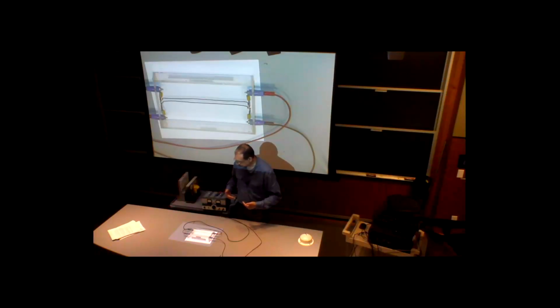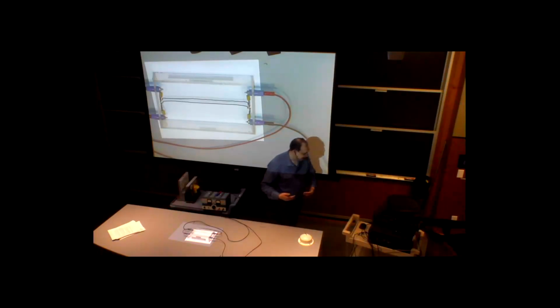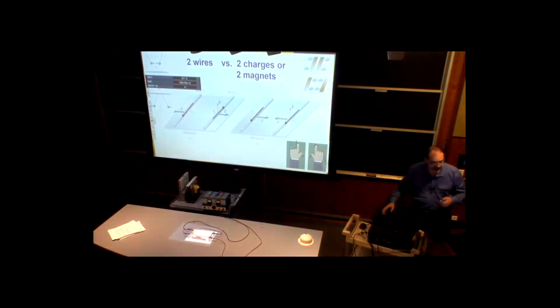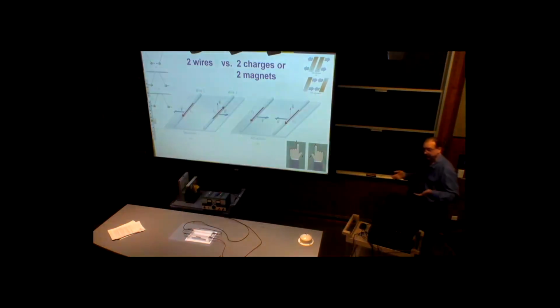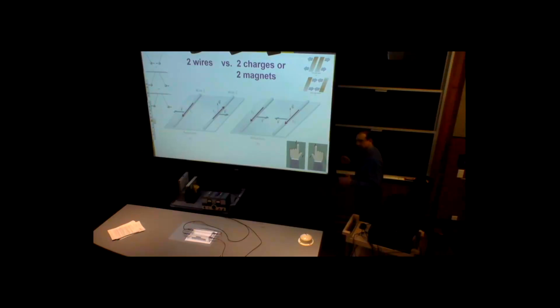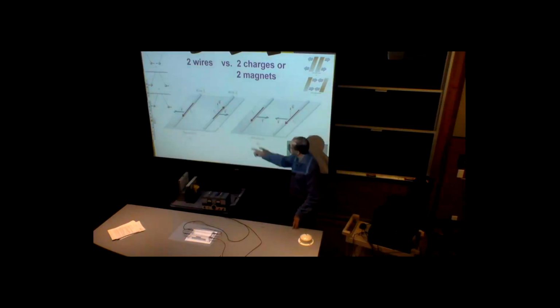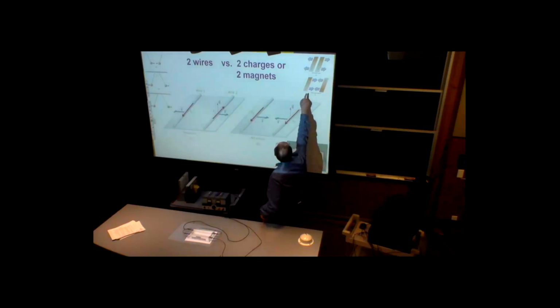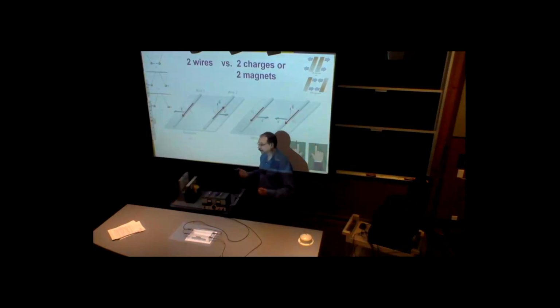And there is interesting difference between charges, magnets, and wires. The nature plays a joke on us. We know like charges repel each other. Opposite charges attract each other. Like poles repel each other. Opposite poles attract each other.